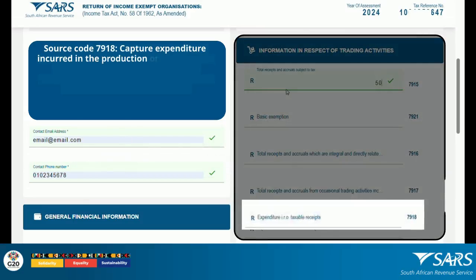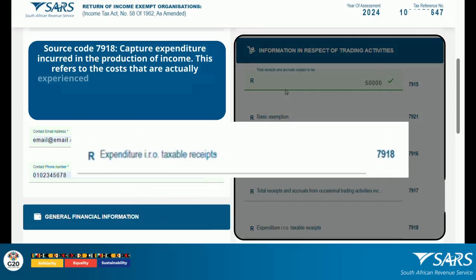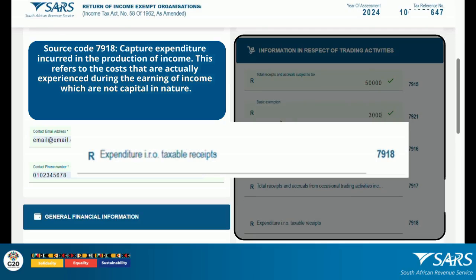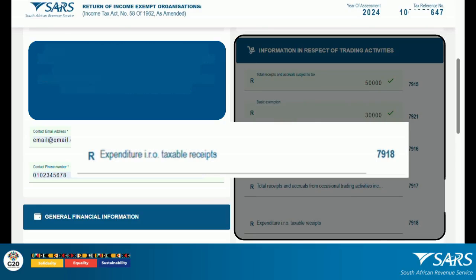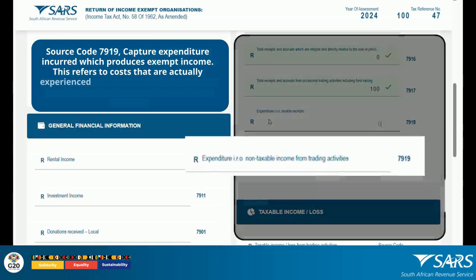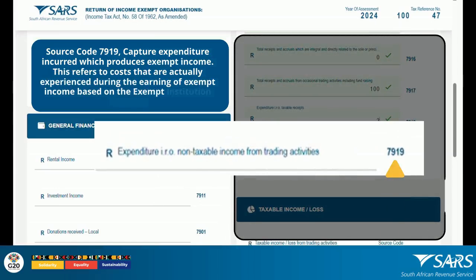Source code 7918. Capture expenditure incurred in the production of income. This refers to the costs that are actually experienced during the earning of income which are not capital in nature. Source code 7919. Capture expenditure incurred which produces exempt income. This refers to costs that are actually experienced during the earning of exempt income based on the exempt institution category.